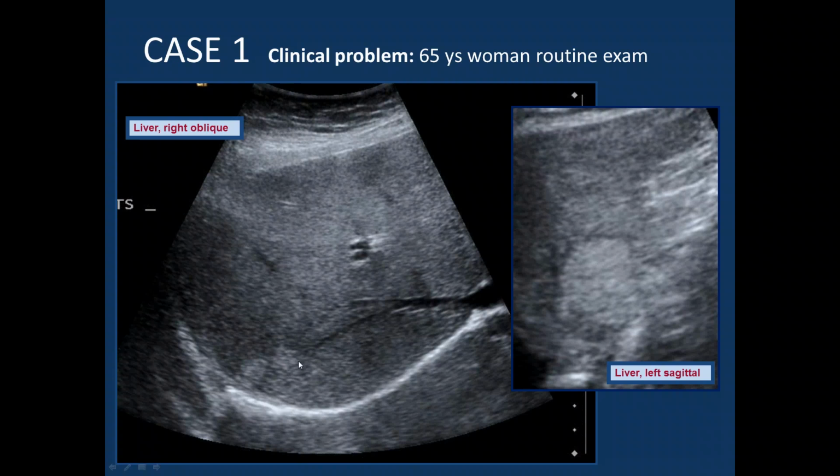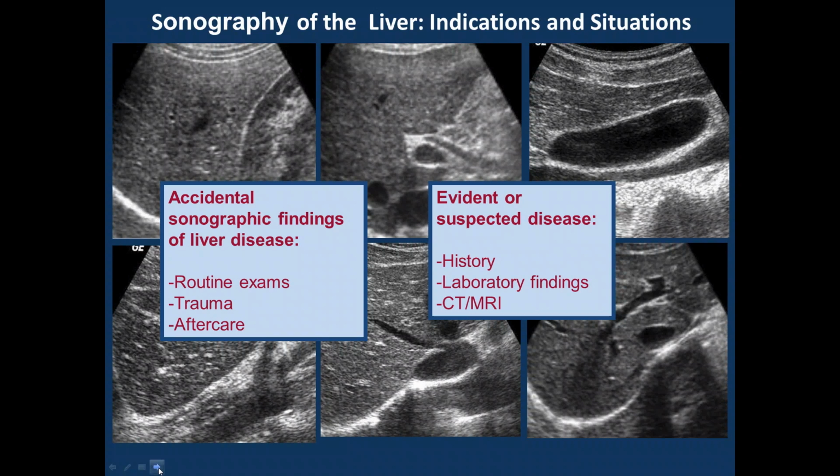We have here two little round lesions, and here a bigger one in the left lobe, and we have here, as the colleagues stated, indicative for steatosis, somewhat hyperechogenic tissue. So let's just go a little bit back.